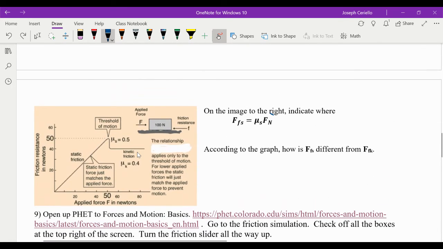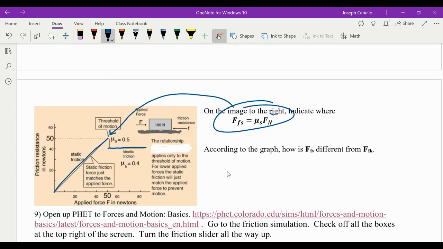All right, we actually did this in Lab 9, which is definitely way better to do before we did this class. This is static friction matching the applied force. This is the threshold of motion. That's where this equation comes into play. It's equal to that point right there.